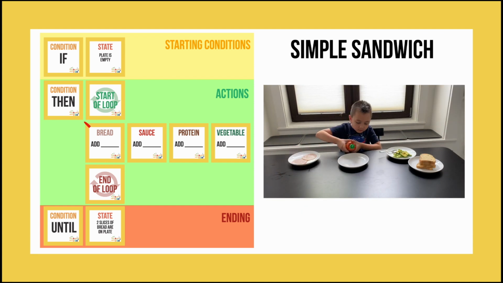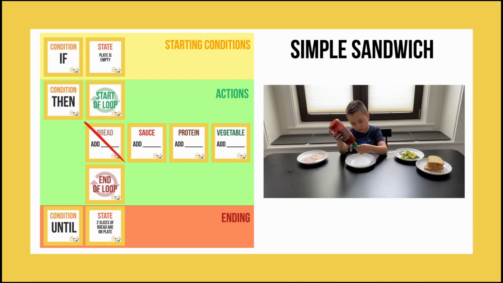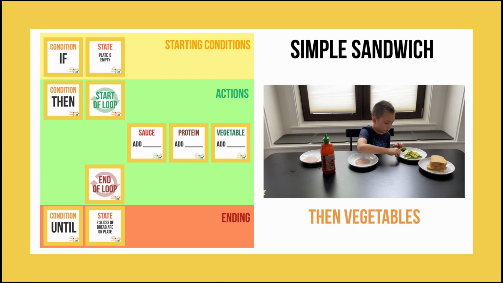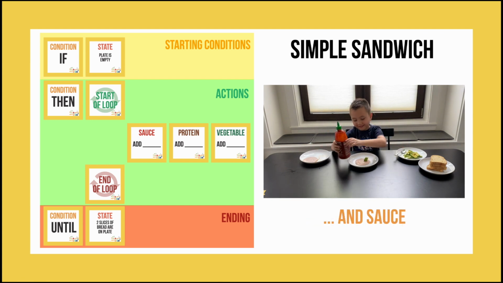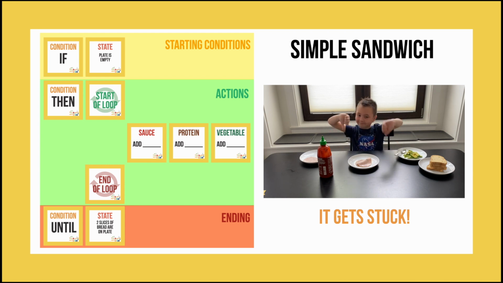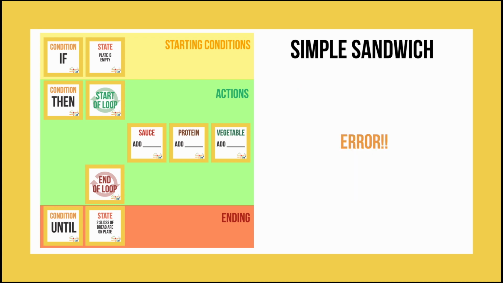Let's see how we can switch this up. First, let's try removing the bread. What happens? We start with the sauce, then the protein, then vegetables, and we check if the condition is met. So we continue, adding protein, sauce, etc. And as you can see, our ending condition will never be met, so the sandwich is infinite. This often happens when we code in real life. That's when our programs run into errors, and they keep on going forever.